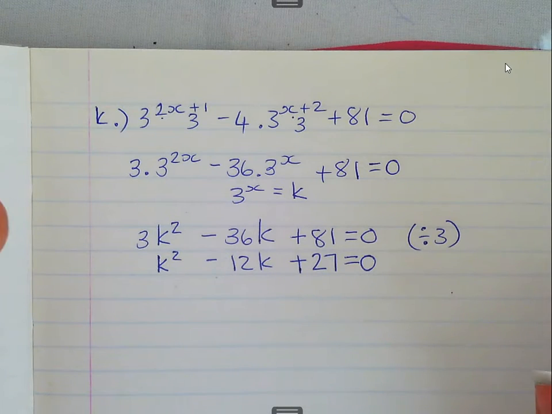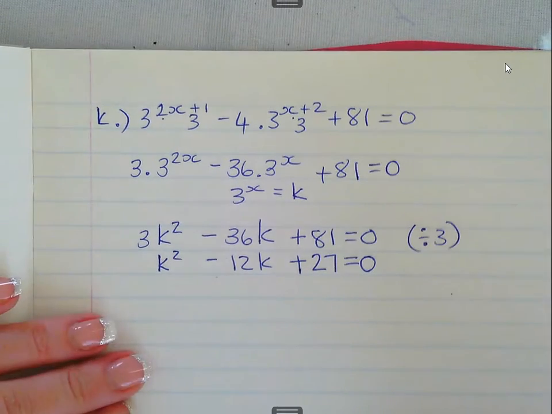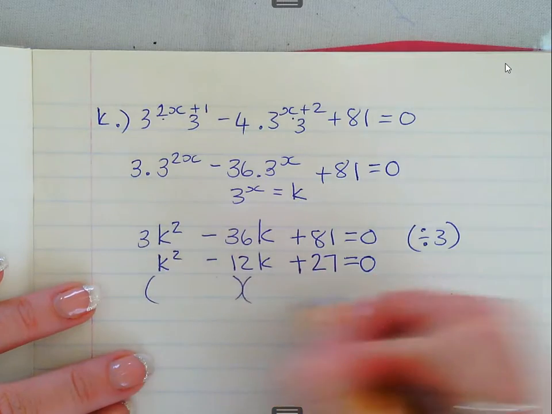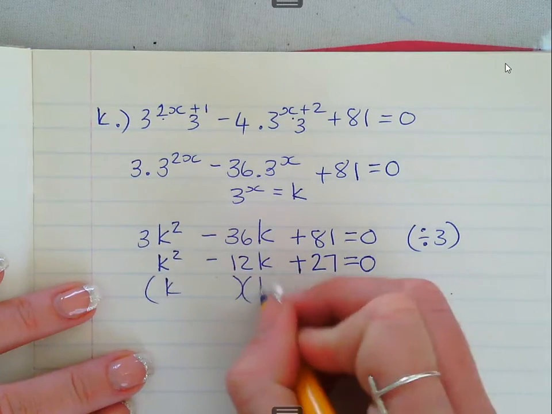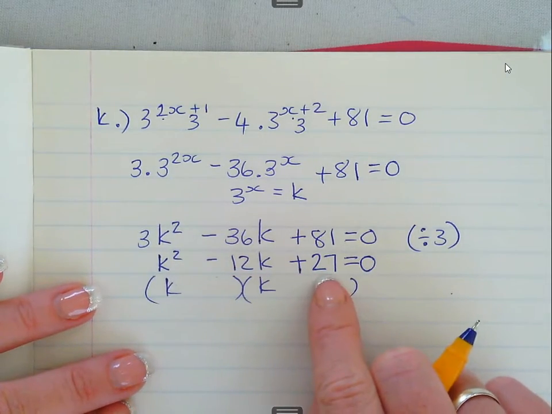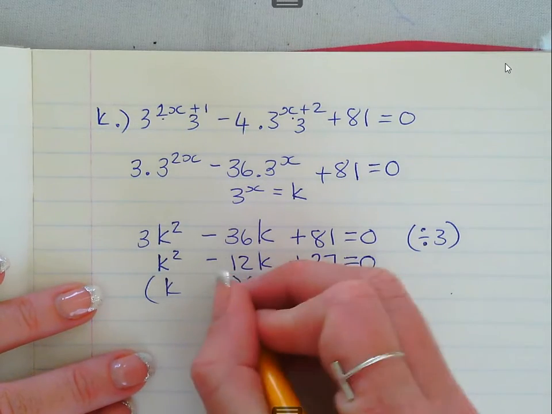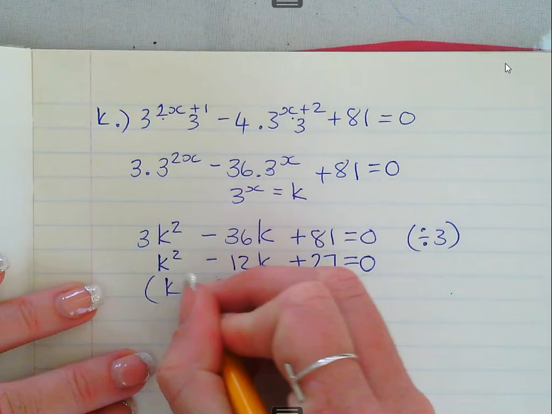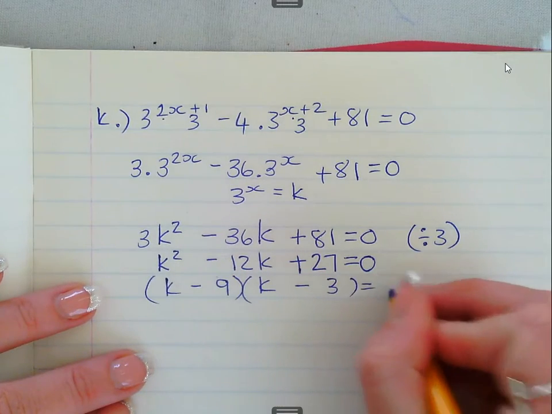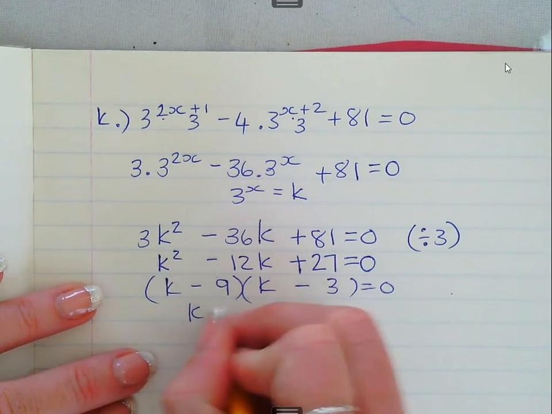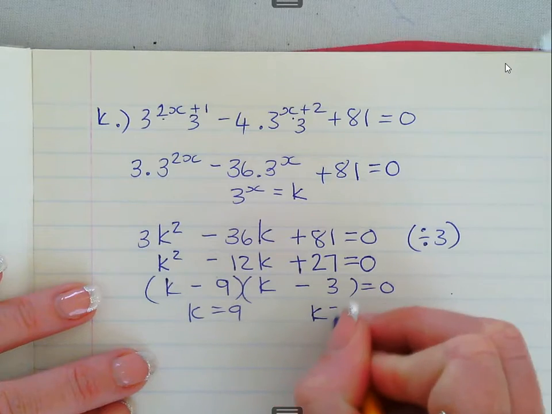Are you all happy? You all understand? Okay, now I can factorize it. k and k. And then I look for factors of 27 that will give me 12 when I add them. And that is 9 and 3. And it's going to be (k − 9)(k − 3) = 0. So I've got k equal to 9 and k equal to 3.